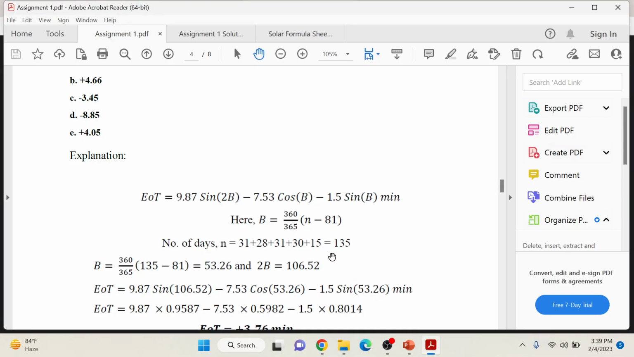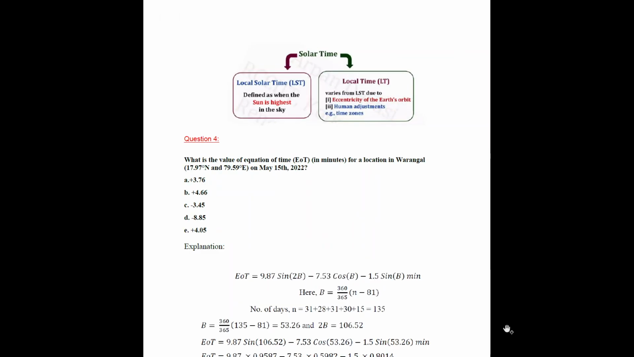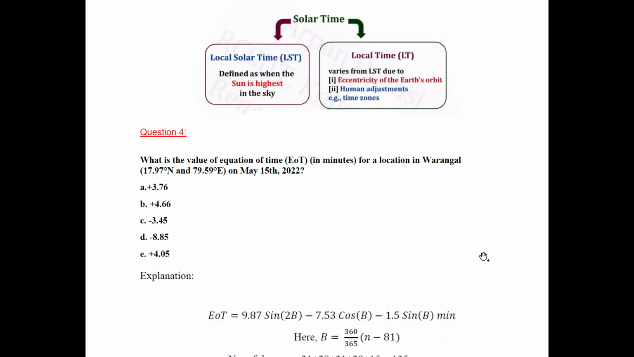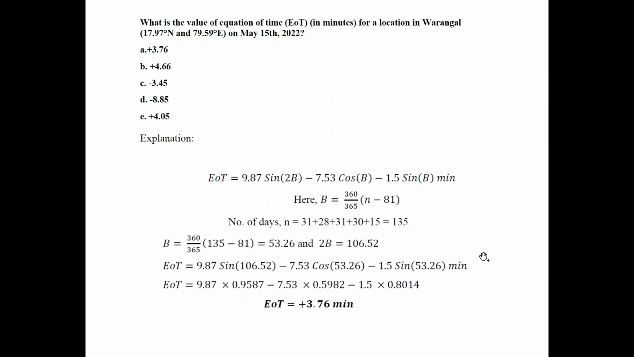We calculated this. This formula I have already shown, and how this came, sir has already told. We calculated the value of B, so 2B will be this. We put this value in the formula, and after putting it, you can see the equation of time will be 9.87 sine 106.52 minus 7.53 cos 53.26 minus 1.5 sine 53.26.